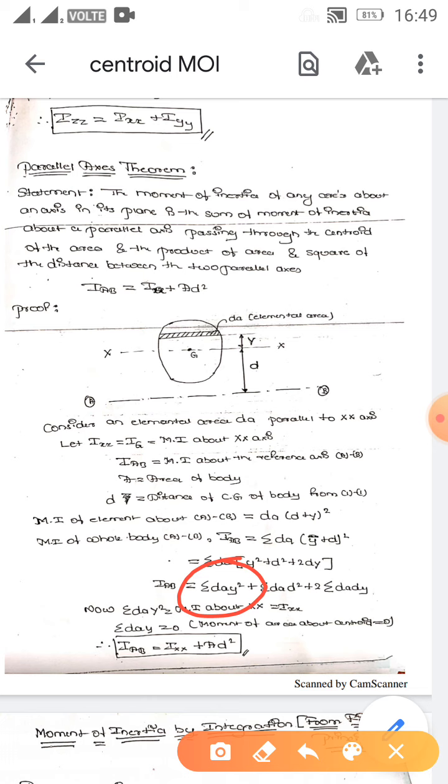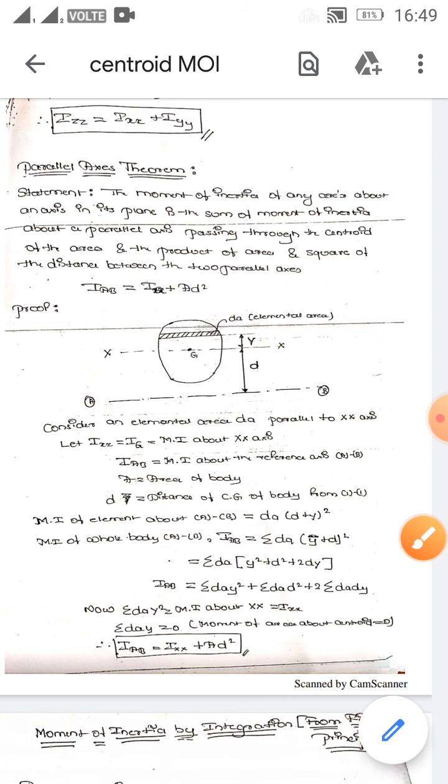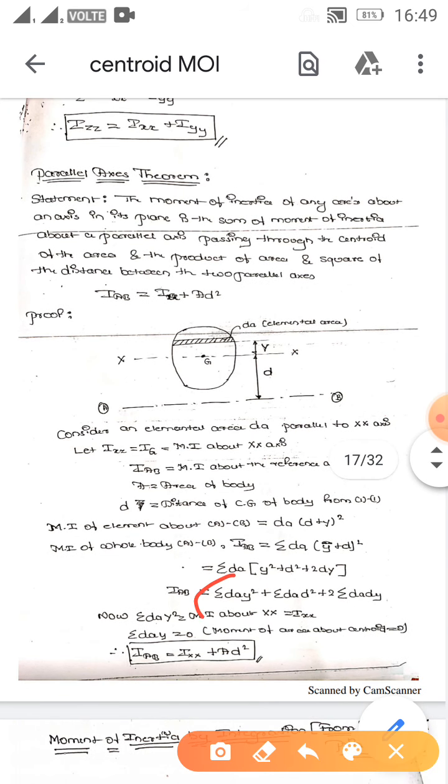So summation of dA is the area, into the distance between the x axis with respect to that area, which is given over here. It is y. So this segment will become Ixx. Okay, so it is being given over here. This is actually Ixx.